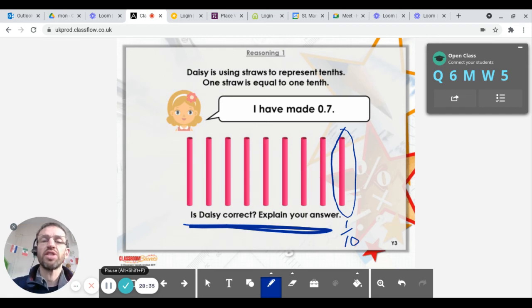Well, if she's made 0.7, I know that that is the same as 7/10. And this straw here is 1/10. So let's see how many tenths she's got altogether. Mark them as I count them.